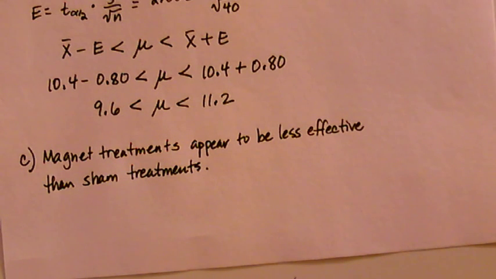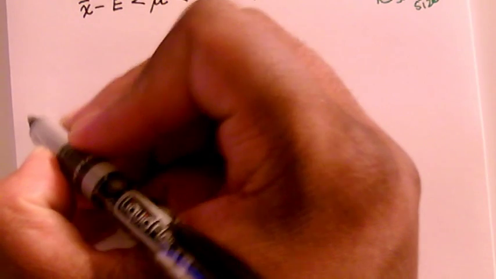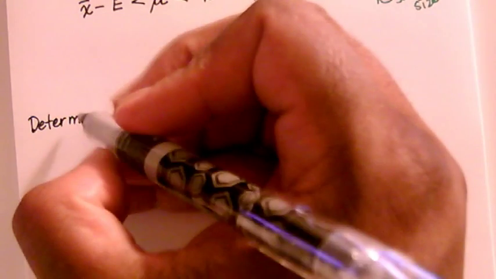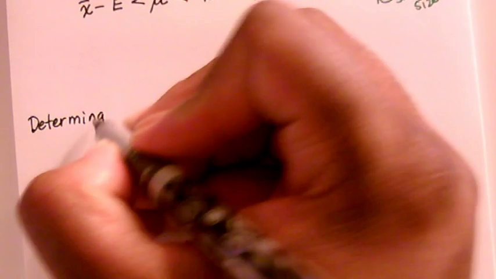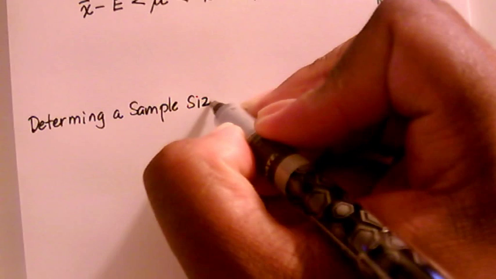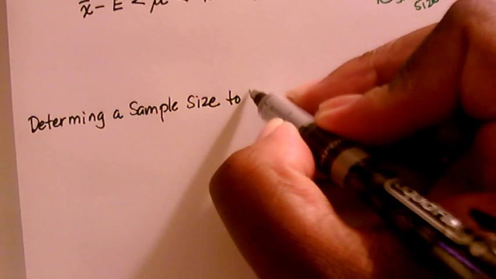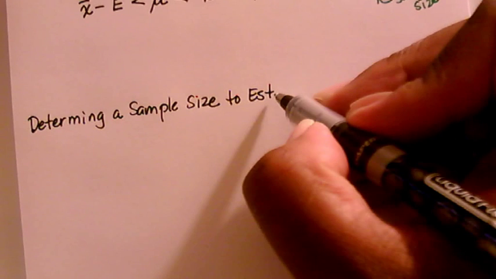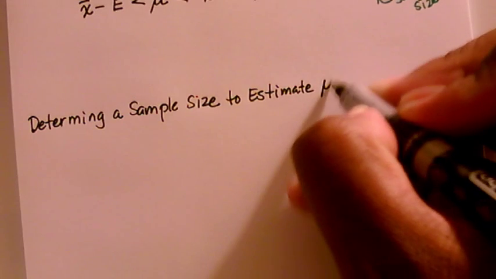Alright, now there is one last thing that I need to cover in this section, and that is the required sample size for estimating the population mean. Okay. In one of the videos, we talked about how to determine a sample size for a population proportion, to estimate a population proportion. So this is determining a sample size to estimate mu.